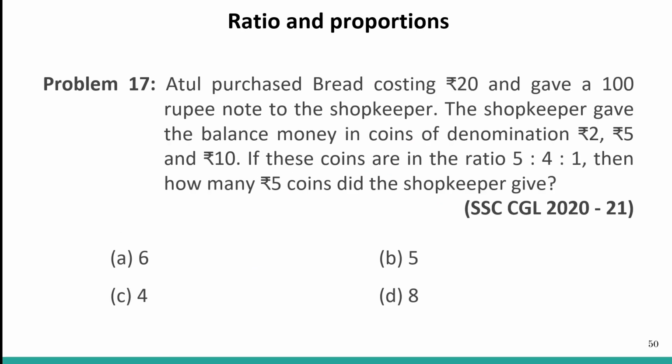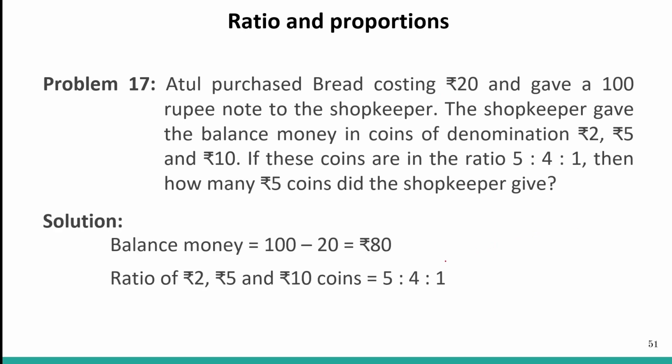Let's see problem number 17. Atul purchased a bread costing 20 rupees only and gave a 100 rupee note to the shopkeeper. So the shopkeeper, in order to balance the money, gave him in return coins of denomination 2, 5 and 10. If these coins are in the ratio 5:4:1, then how many 5 rupee coins will the shopkeeper give him? This question has also appeared in the 2020 and 21 SSC CGL paper.